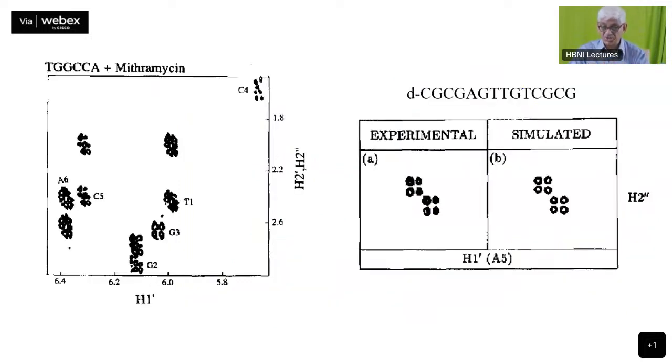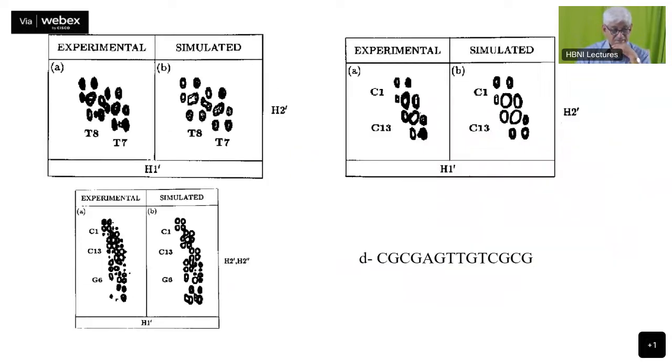So this is the simulations once more. Now you can see a smaller molecule, TGGCCA, mithramycin, and this is the larger molecule, and this is the experimental spectrum, and this is the simulated spectrum. When you overlay them, you can actually determine the coupling constants very quantitatively. This is for one particular nucleotide unit which is shown, but you do this for all the nucleotide units.